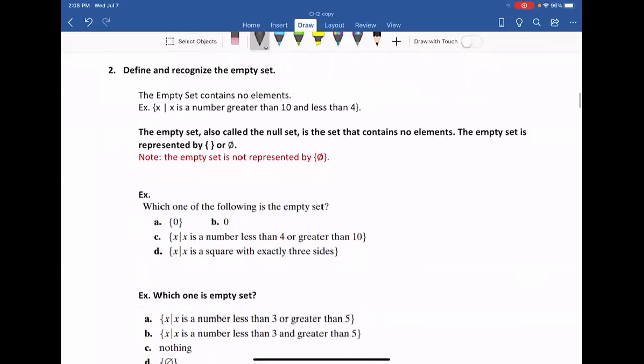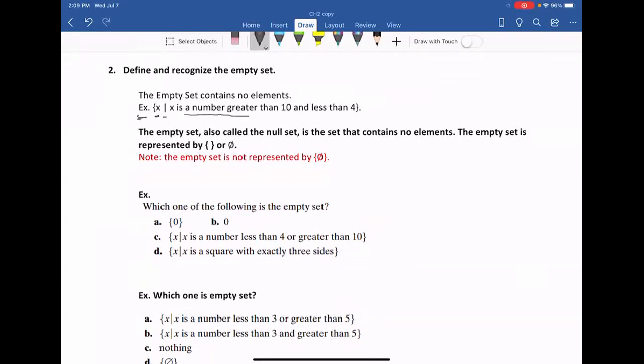The next part is to define and recognize the empty set. What is the meaning of the empty set? That means there are no elements in the set. For example, this is a set containing all the elements x such that x is a number greater than 10 and less than 4.